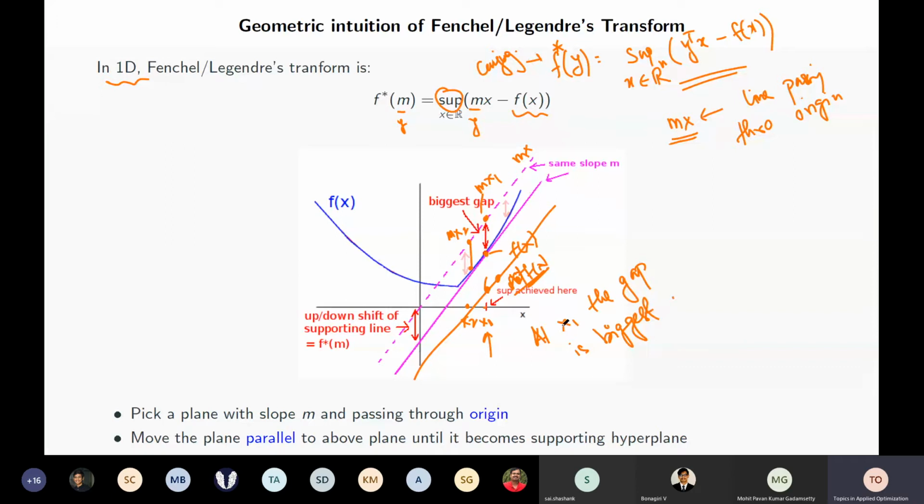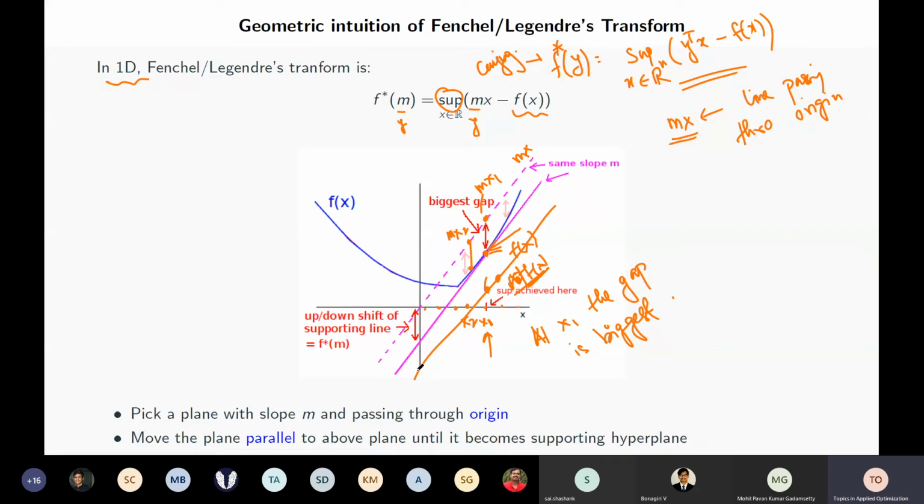Okay, so the gap is biggest. You have to do this for all the x, and see where the gap is the maximum. And the point where it will be the maximum, in this example, is this point here.